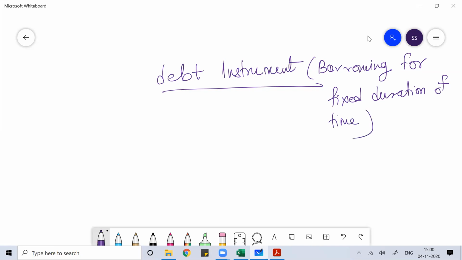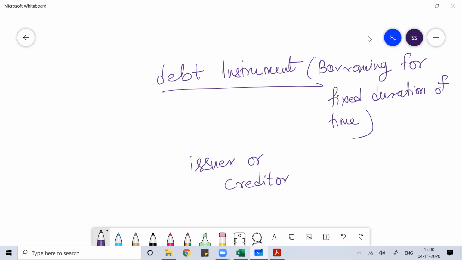Whenever we talk about a debt instrument, there is a person who is looking for the fund. That person who is looking for the fund is called the issuer or creditor. So what will this person do? He will borrow the fund from the market. So the debt instrument is all about borrowing for a fixed duration of time.